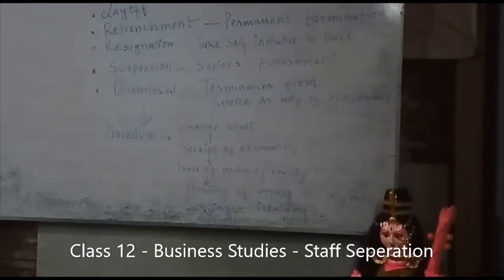Now after the finding, the final decision will be given by the employer. If he is found to be guilty, he will be dismissed. If he is not found to be guilty, he will not be dismissed. So depending on the finding, decisions will be given. Clear? So these are the procedures of dismissal.